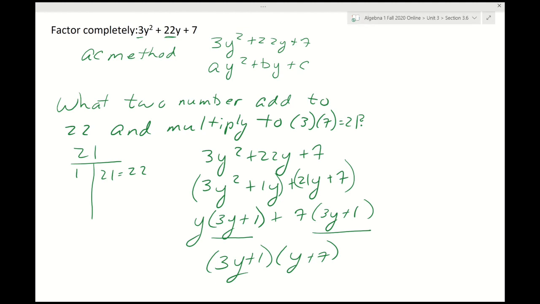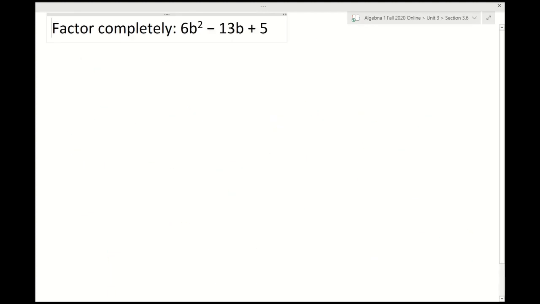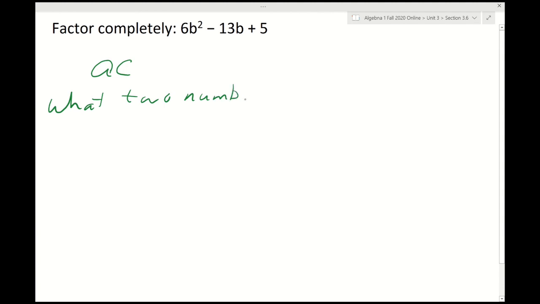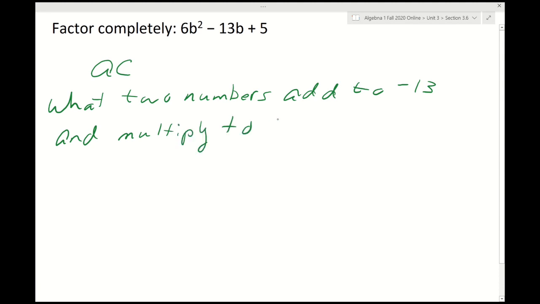Let's try another one. AC. What two numbers add to a negative 13 and multiply to 6 times 5, which is 30? I would highly recommend that you actually write this question out using words. So we're going to look for the factors of 30.